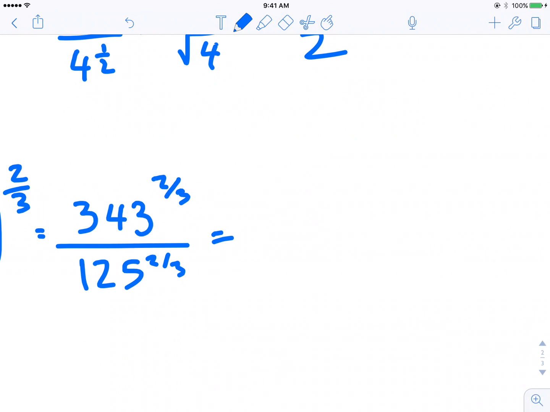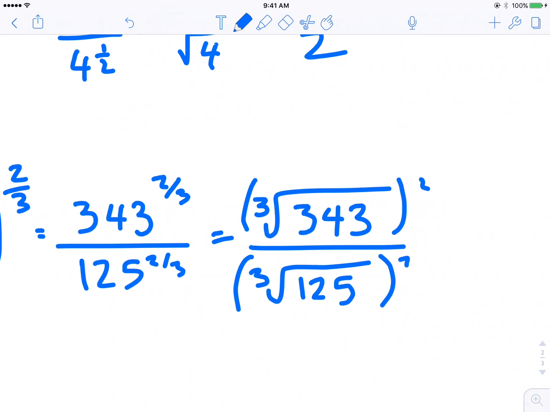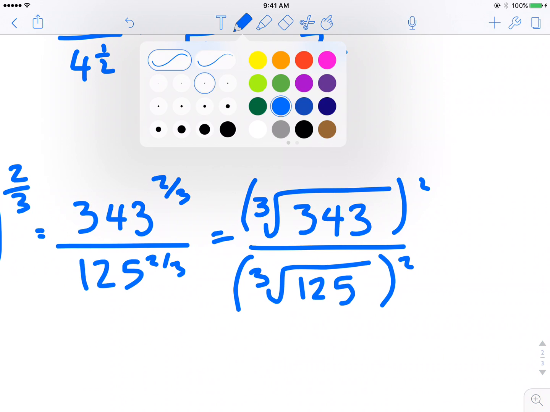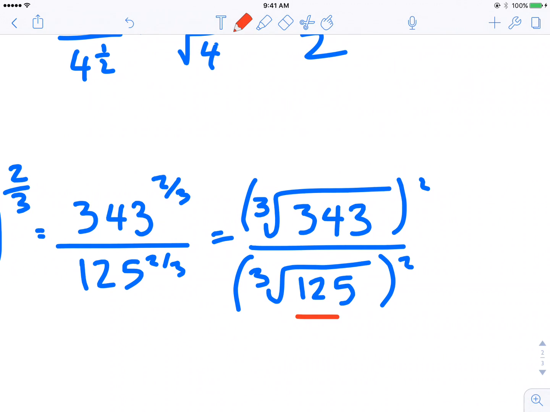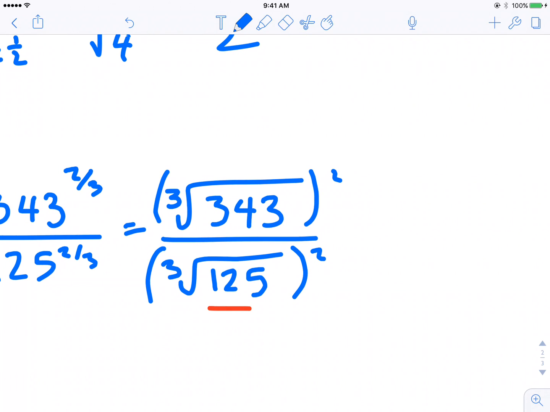And then I'm looking for the cube root of 343, and of course that's going to be squared, over the cube root of 125. Of course that's going to be squared. I'm not going to square those two big numbers first and then find the cube root, because they're huge numbers. And I've done this a number of times. You should be at the point where you could recognize that the cube root of 125 is 5.